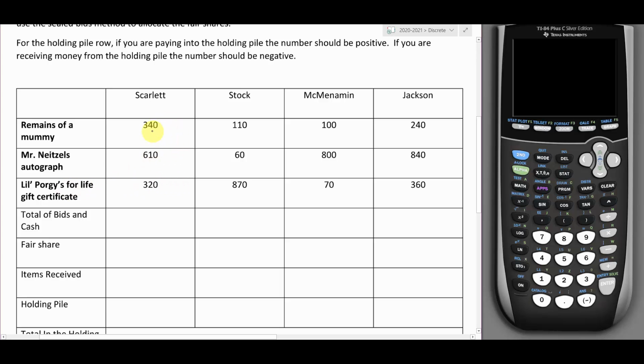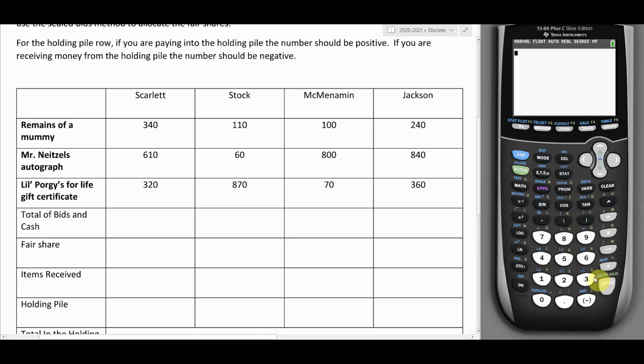And what we're going to do is we're going to go ahead and total up their values right here. And remember how I said this said total of bids and cash. Okay, so when I add this up, I'm going to include the cash in their total now. All right, so I'm going to do 340 plus 610 plus 320 plus the cash amount, which was $220. So this is what we say is the total value of everything in the estate in Scarlett's eyes. Okay, so this includes the cash. So $1,490 is the total of everything in Scarlett's eyes.